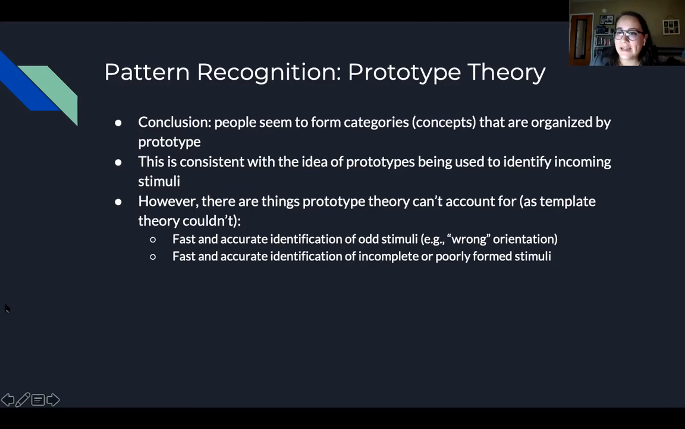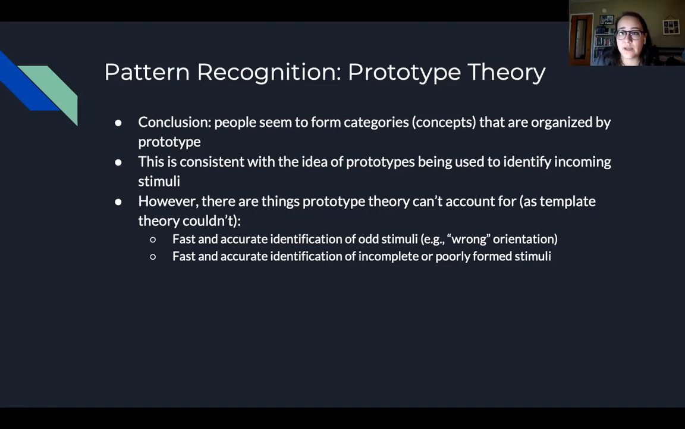And like any good theory, criticism came up about prototype theory. There were some problems that apply to prototype theory that also apply to template matching theory, which makes sense because prototype theory was really just an offshoot of template matching. So one of these problems is the fact that we can still identify an object pretty easily, even when it's not in its normal upright position. And prototype theory can't really explain this.